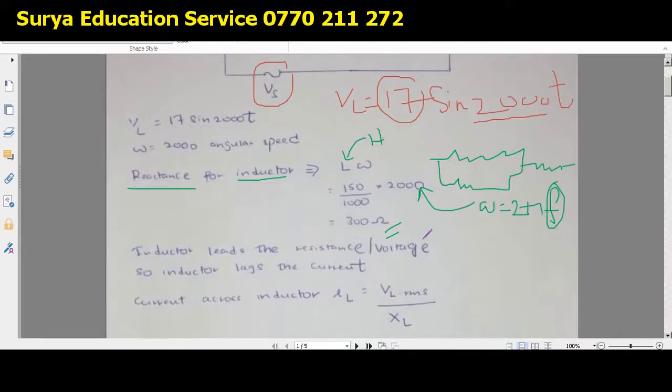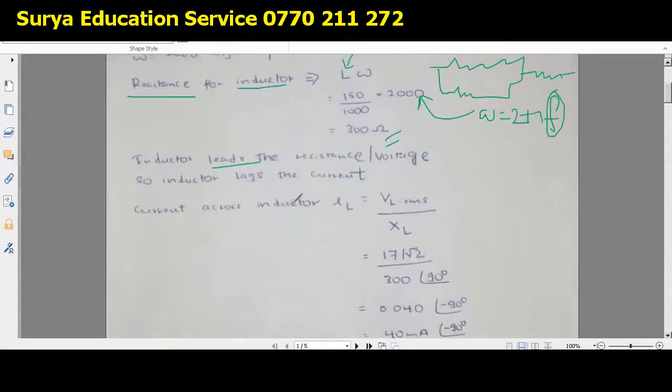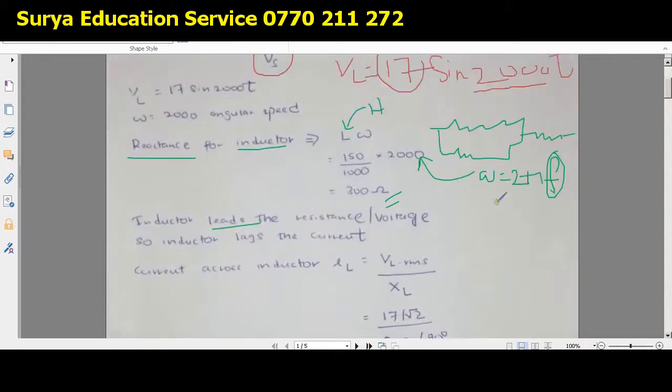So just because inductors lead in the resistance, that means they lag the current. That's the theory behind that. Inductors lag the current. Okay, so now we know the reactance of the inductor. So guys, this reactance is also something like the resistance but not the same, because here we need the knowledge of complex algebra. Okay, let's see how to solve that.